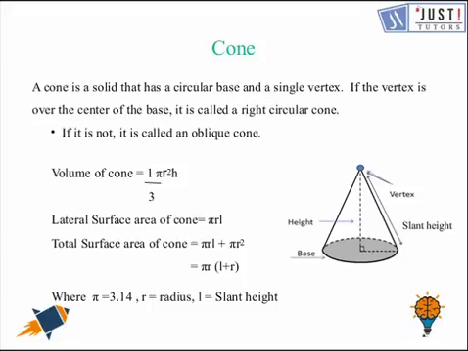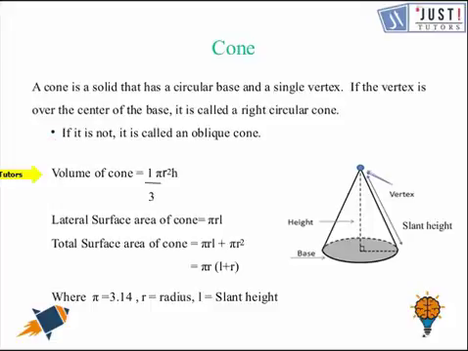Let's get started with the introduction to cone. A cone is a solid that has a circular base and a single vertex. If the vertex is over the center of the base, it is called a right circular cone because it is making a 90-degree angle with the base. If it is not making a 90-degree angle, it is called an oblique cone.